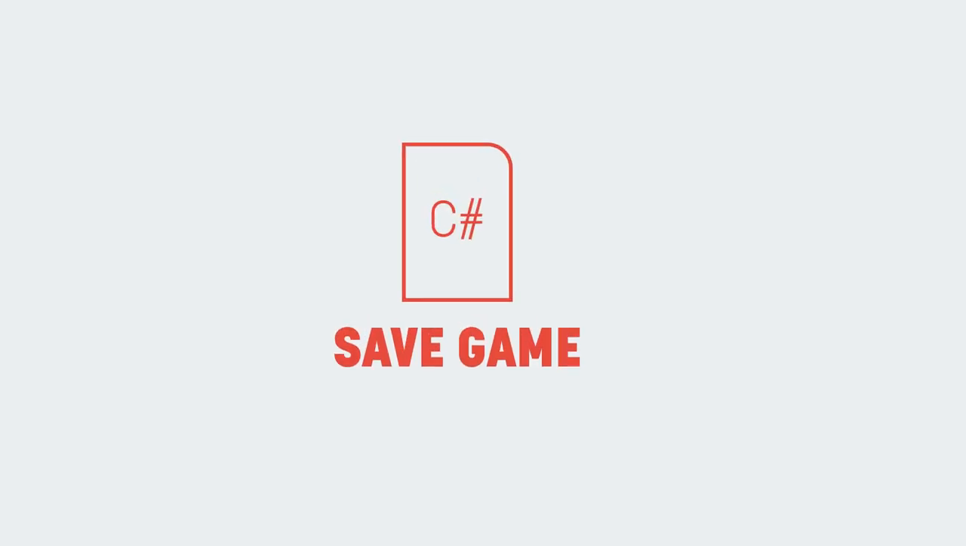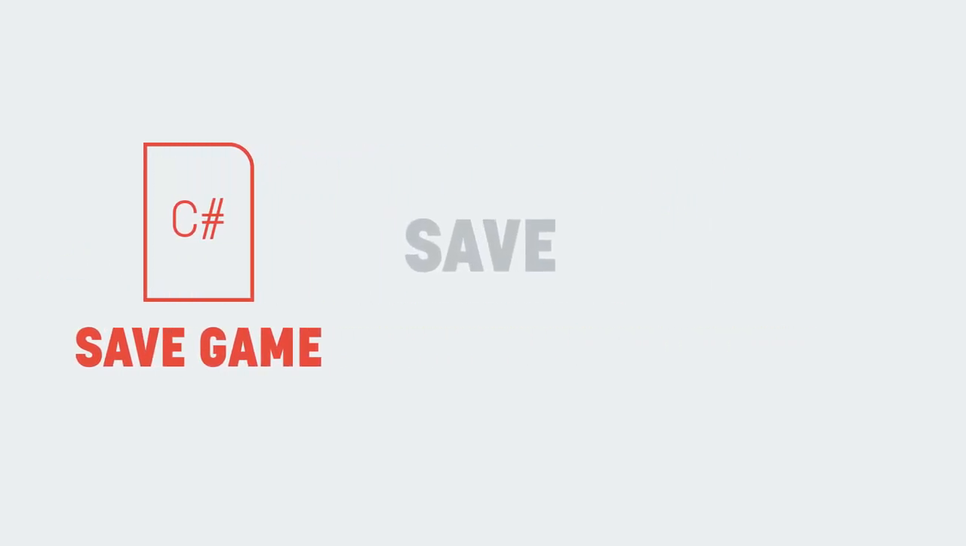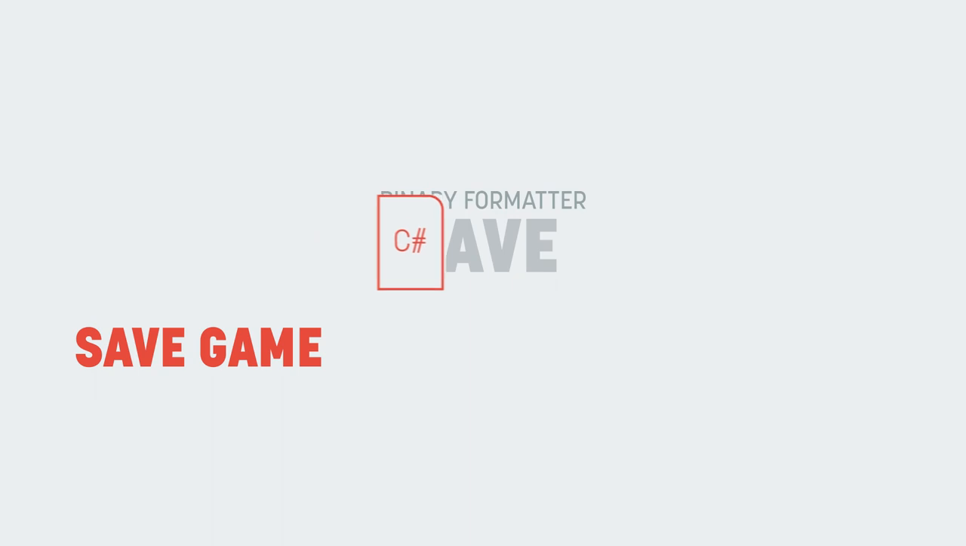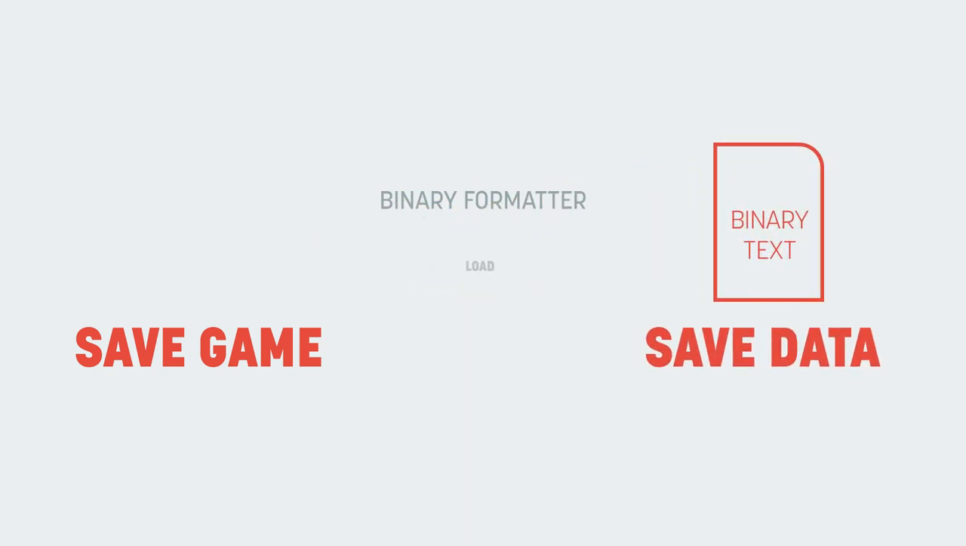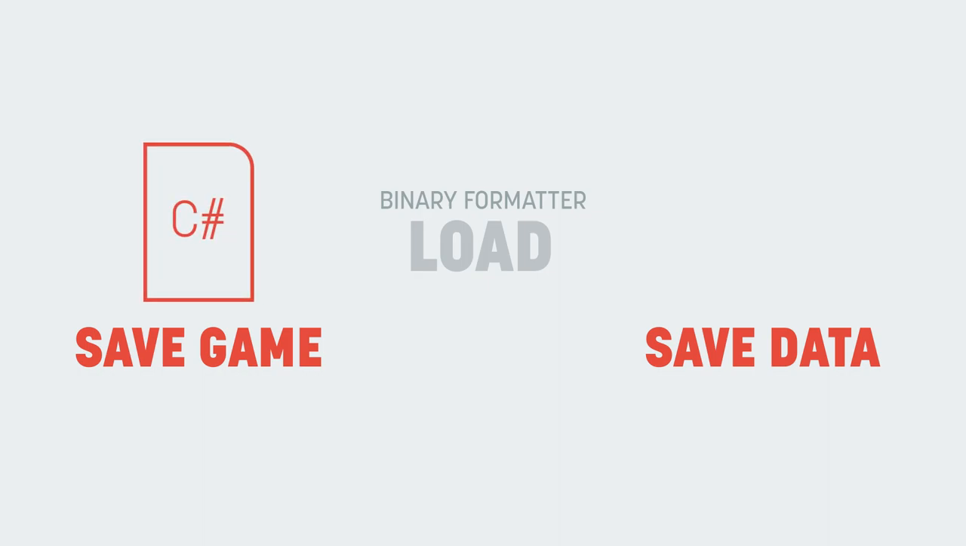Today we're going to use binary formatting to build an extremely flexible save game system. The plan here is to build a custom save game class that holds all of the data we want to store. Then, when we want to save our game, we'll write our save game class to a text file. And when we want to load the game, we go the other way, casting back from the text file to our custom class.